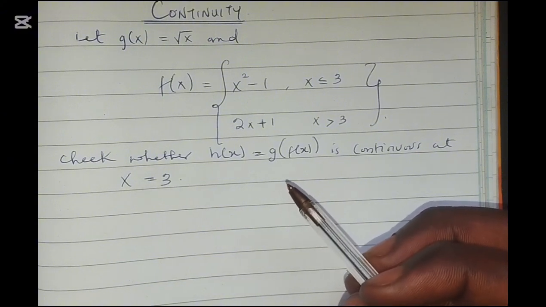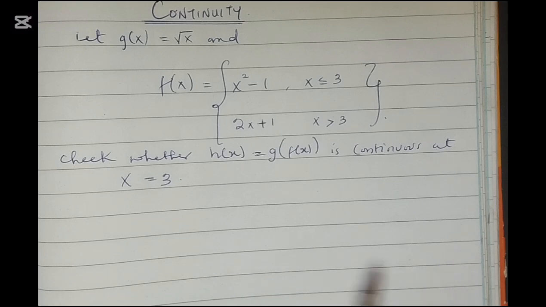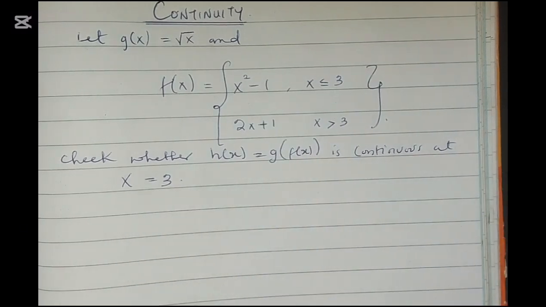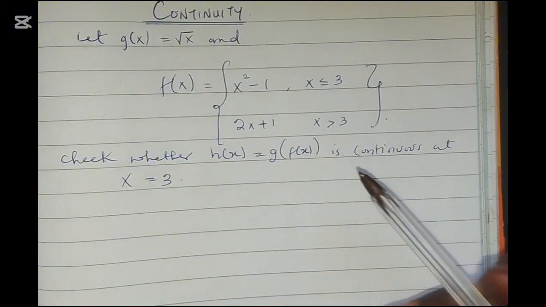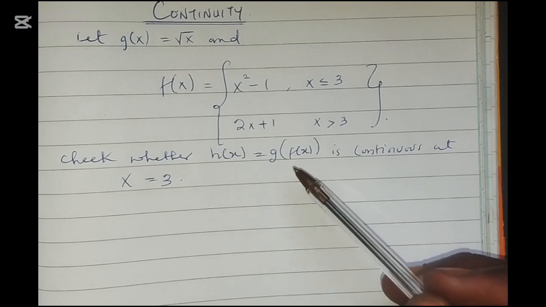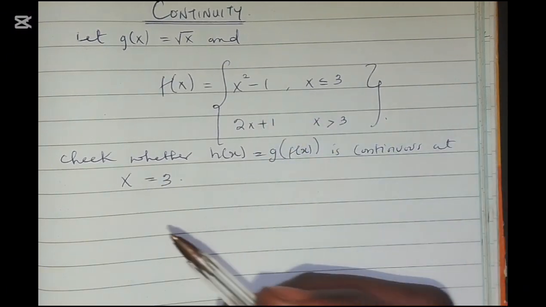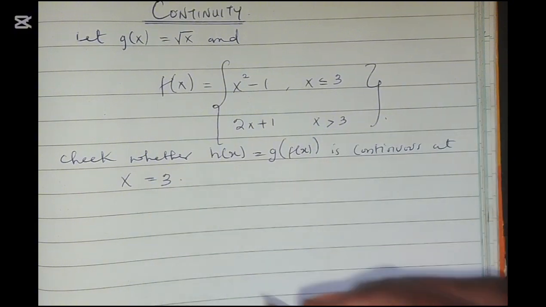So let's do that. But first of all, what I want to do here is to check, is f of x continuous to begin with? At least use that as a basis. They ask you to check whether h of x is continuous, given that this is continuous, but you should check, is this true before I continue? So let us check, is f of x continuous at x equals 3.